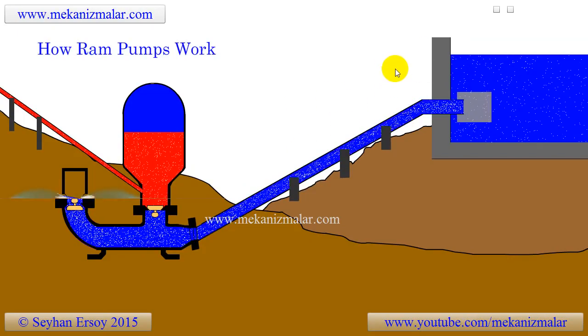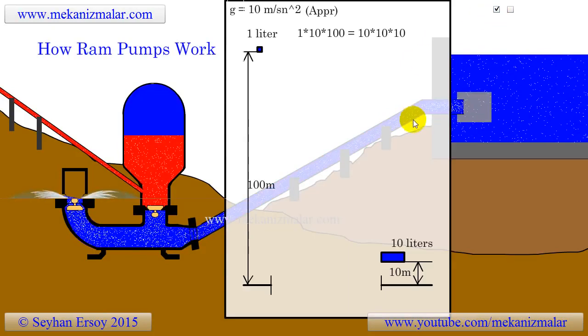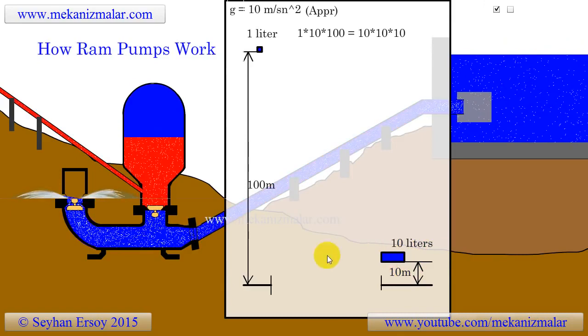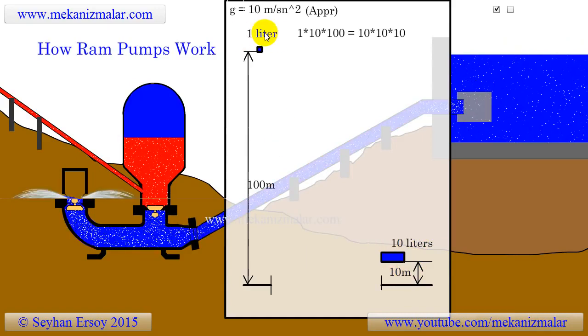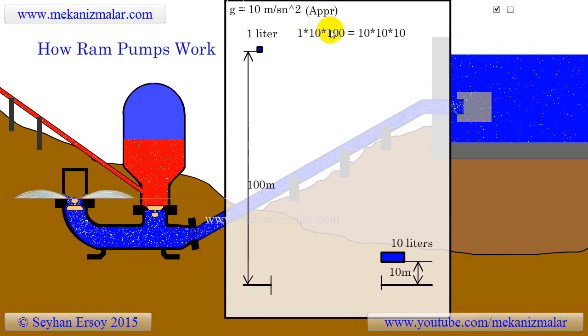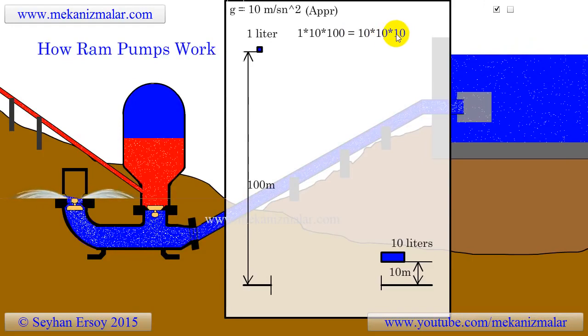To understand this concept, let's look at the following drawing. As you can see, 10 liters of water with a water head of 10 meters has the same potential energy as 1 liter of water with a water head of 100 meters. The potential energy for both is approximately 1 kilojoule.